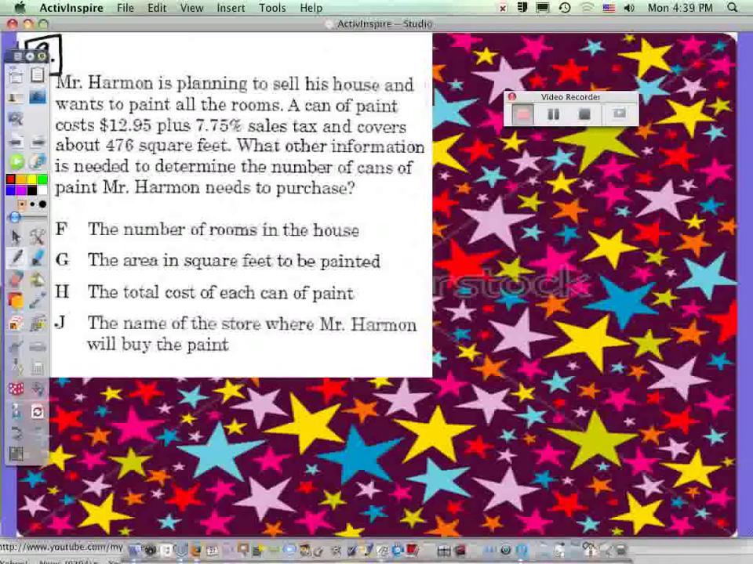Ooh, this one is very, very, very intricate. What you have to do is, oh no, this is not intricate, sorry. You just have to figure out what's missing. If you know how much the paint costs and you know how much it covers, you're trying to figure out how much it costs to paint his house. Well, we don't know how much square area he has to cover in square feet. We don't know that. The answer is G.